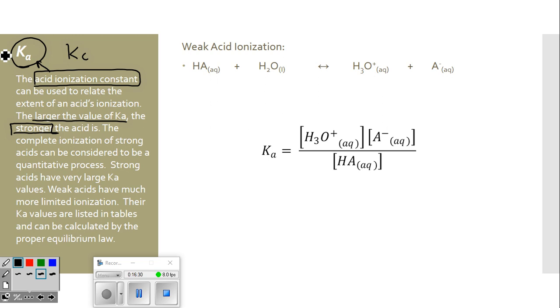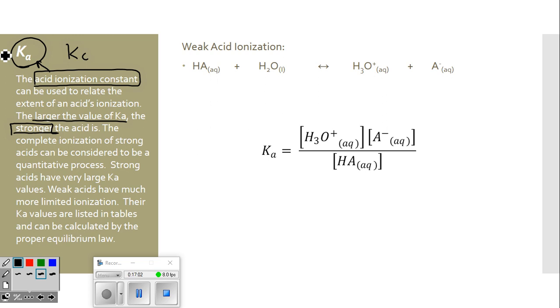So in your data booklet, you'll see that they're not in alphabetical order. They're in order based on these numbers. There are bigger numbers near the top and smaller numbers as you go down. This table is set up just like the redox table. On the left, strongest things are at the top, in this case, acids. On the right, strongest things are on the bottom, in this case, bases. Same setup as the redox table, which I think is very nice that they set it up the same way.